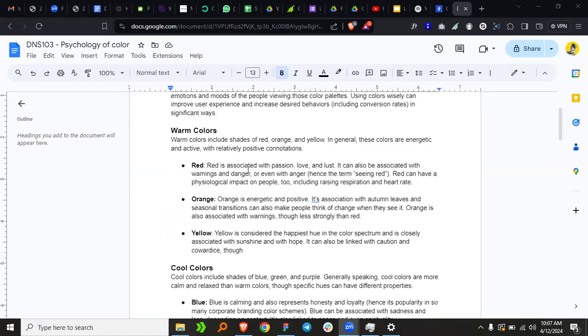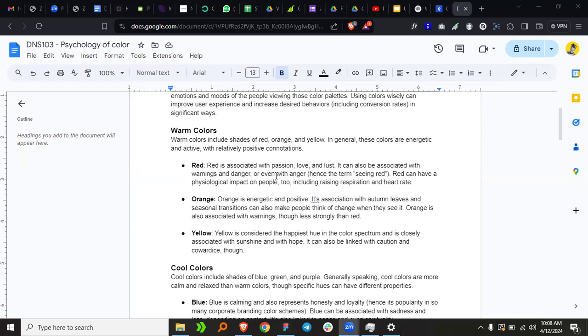Those colors actually come with energy. They said these colors are energetic and active, right? Once you see red, orange, yellow, that gives a vibe of energy, right? So they are not cool at all. They said red is associated with passion, love, and lust. It can also be associated with warning and danger.